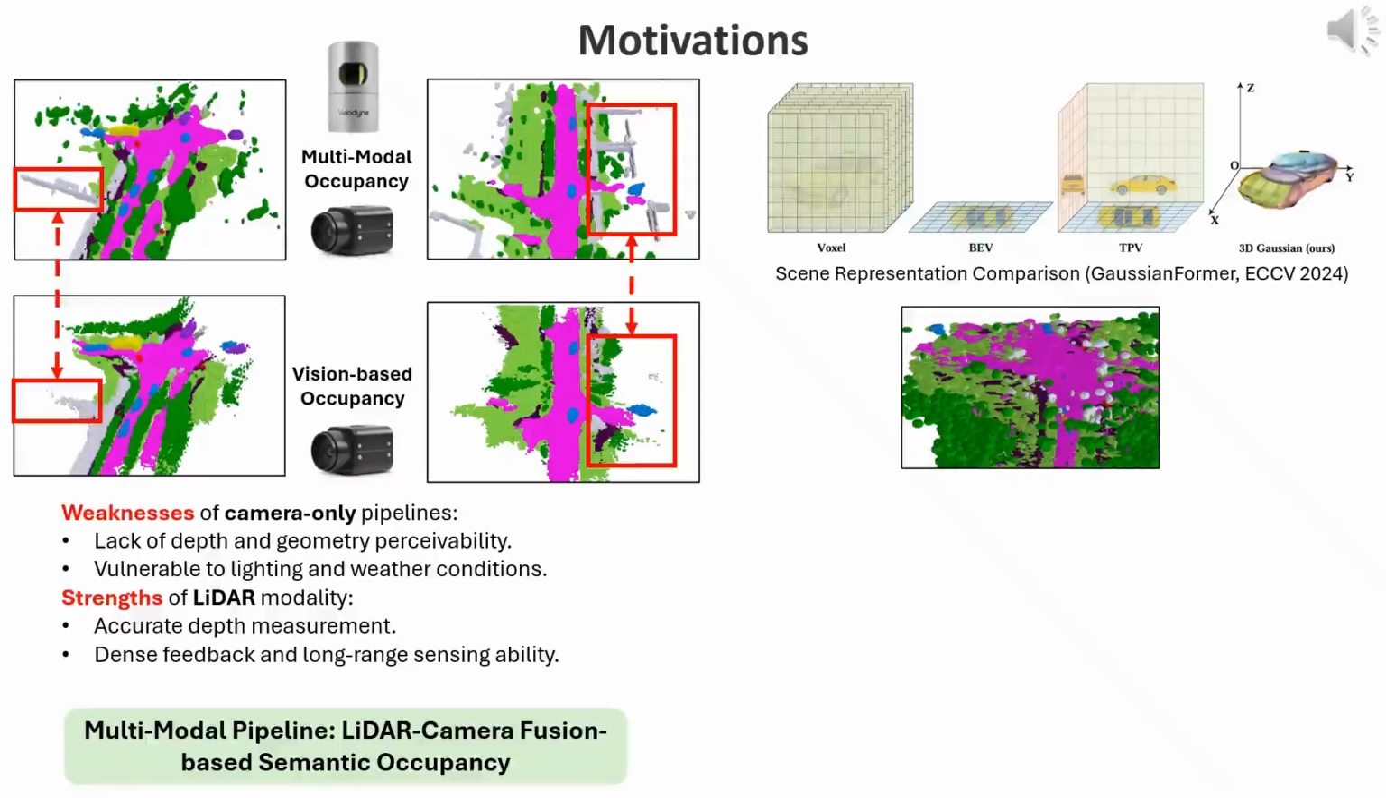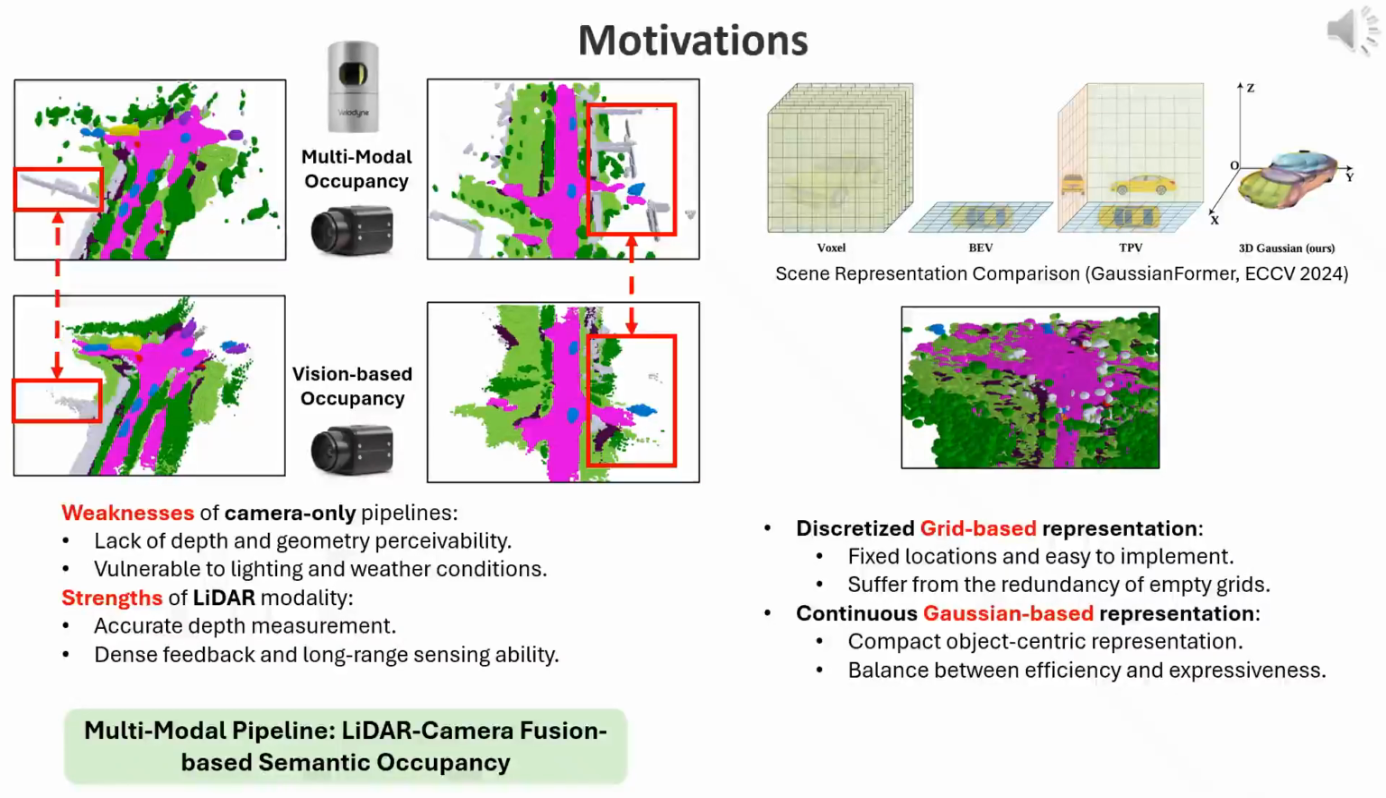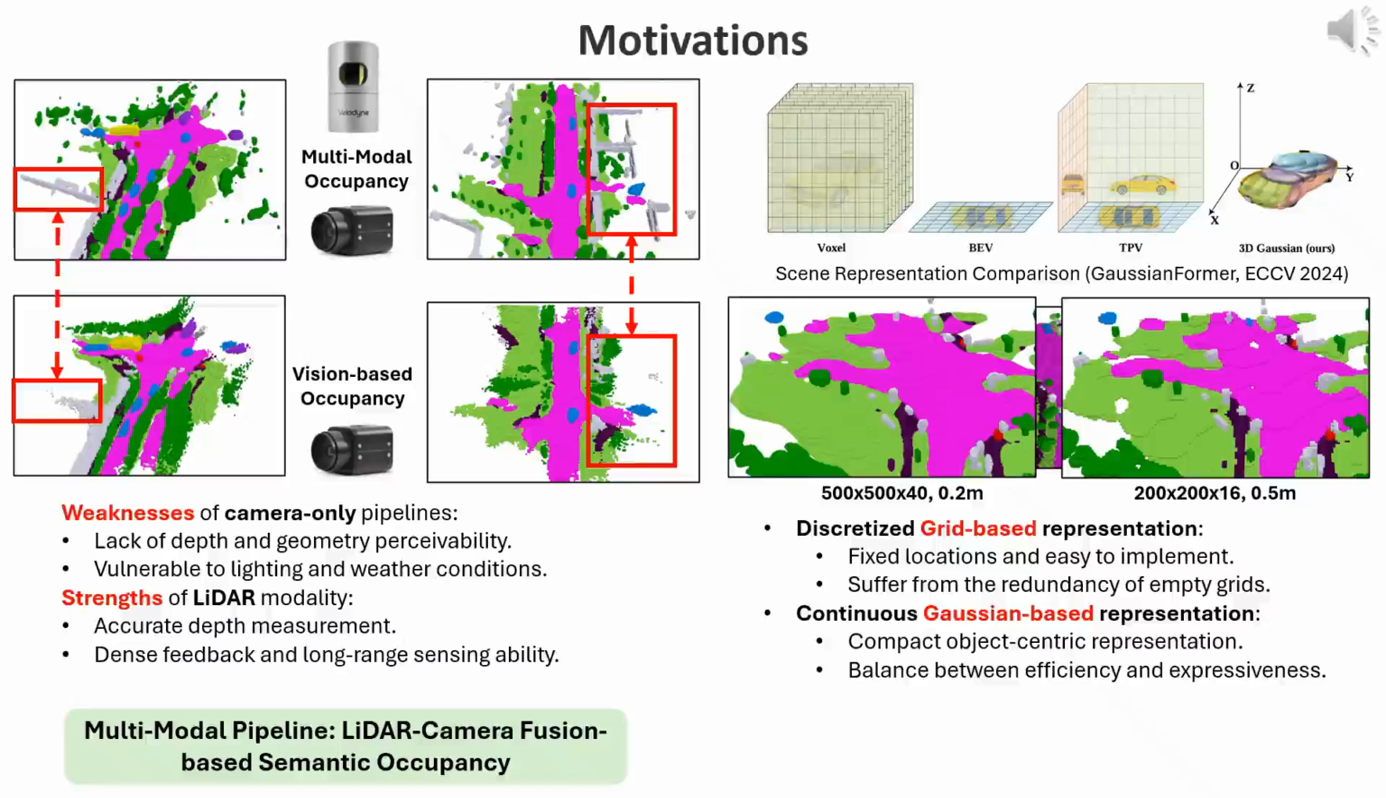On the other hand, grid-based representations are common scene representation choices due to their simplicity. However, they suffer from the redundancy of empty grids. Instead, the emerging 3D Gaussians provide us with a continuous and compact scene representation. In our work, we explore using multimodal sensor data to predict 3D Gaussians for efficient semantic occupancy prediction.